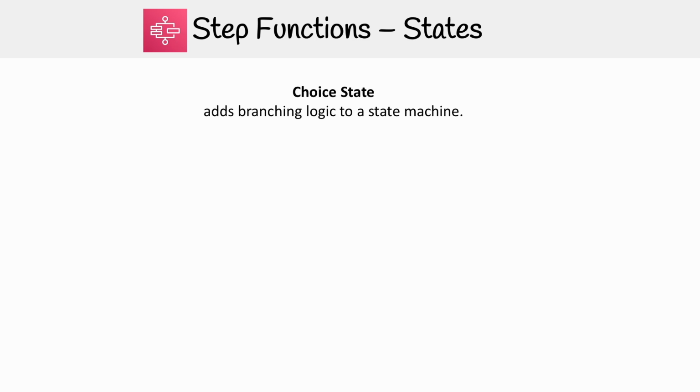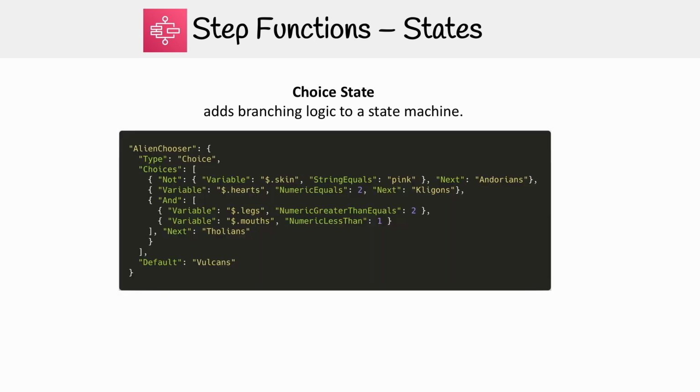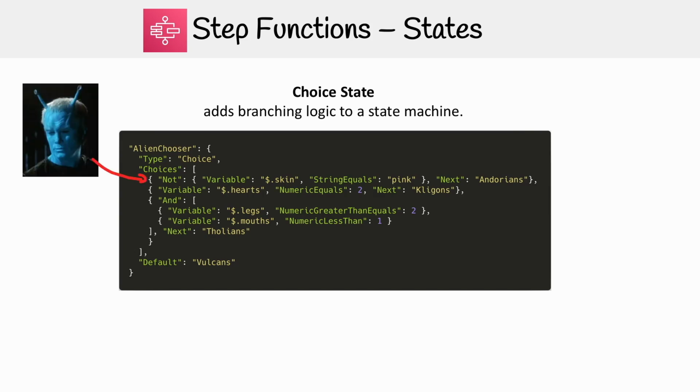Then we're going to take a look at choice states, and this allows you to add branching logic to your state machine. So here's an example of that logic. The idea is we choose the type as choice, and then we define all our choices and the conditions which will cause it to go to the next step. In the first case, we have input coming in, a JSON object, and it has a value of skin, and if the skin does not equal pink, then that means it's Andorians, and we will choose that as our next state step.